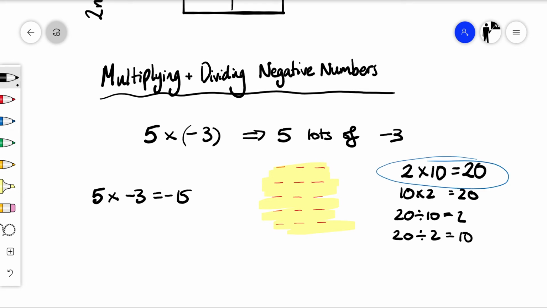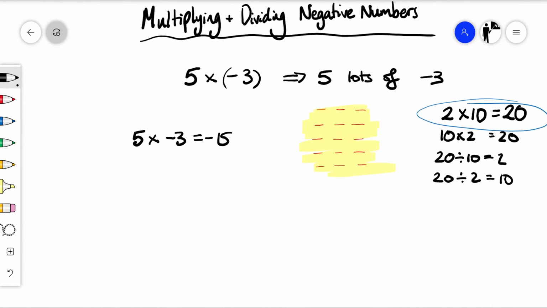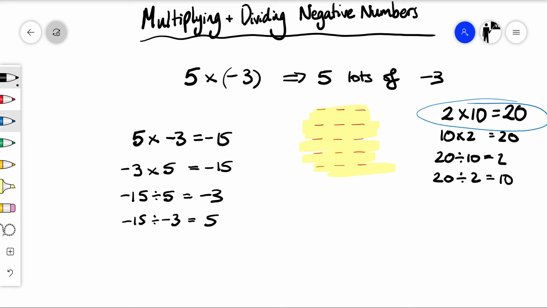So let's see if I could write some other facts about this problem here. Well, I could maybe write negative 3 times 5 is negative 15. Or I could write negative 15 divided by 5 is negative 3. Or I could write negative 15 divided by negative 3 is 5. Once again, I've just derived this from this first bit of information here. We know that the model of multiplication isn't important, and if we've got this first fact here, we can use the associated division facts. But hopefully we'll be able to see something that we can generalise here.